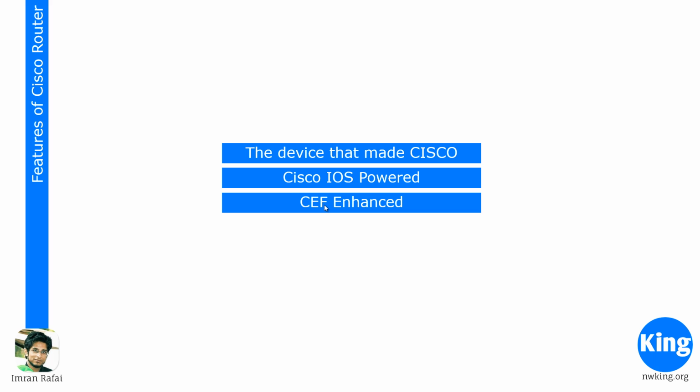But then Cisco has a semi-hardware, semi-software solution, which is called Cisco Express Forwarding. So Cisco routers have CEF, or Cisco Express Forwarding, enabled, which improves the speed at which Cisco's routers make routing decisions, right? So that's the specialty of a Cisco router.